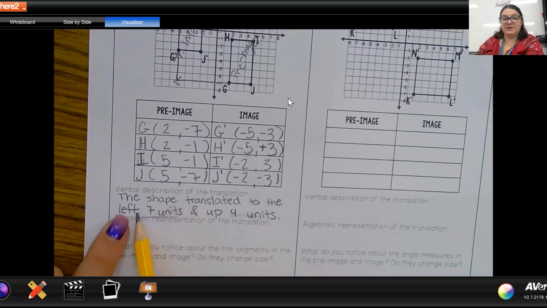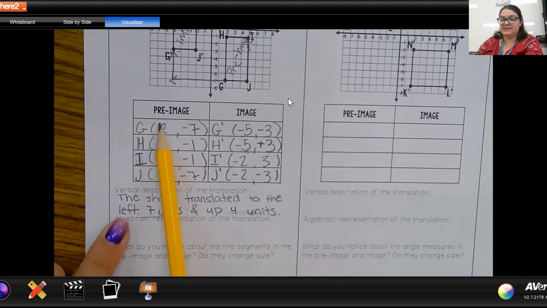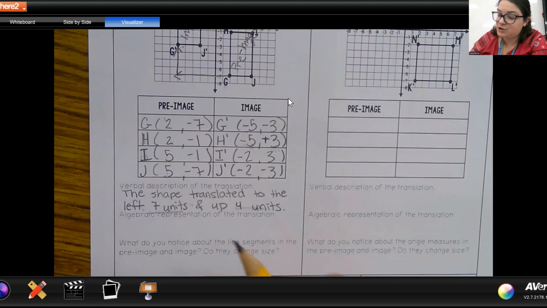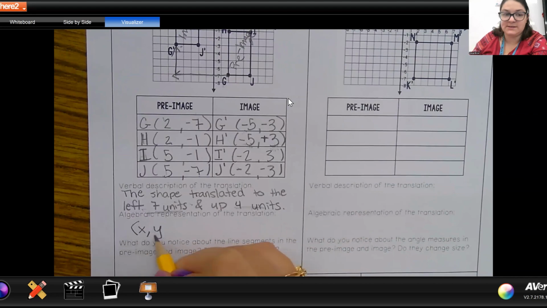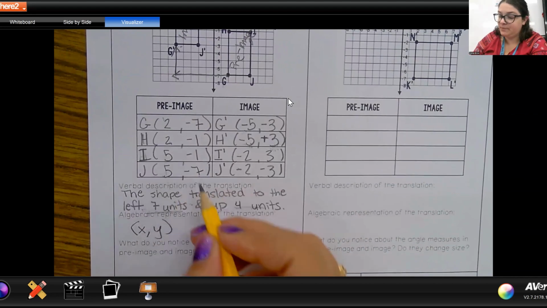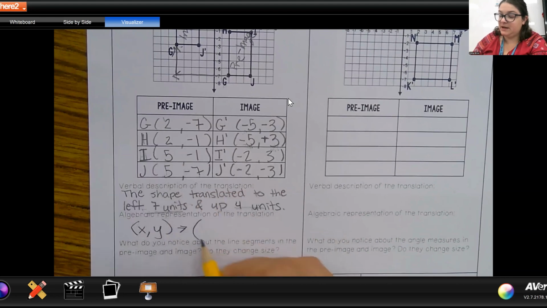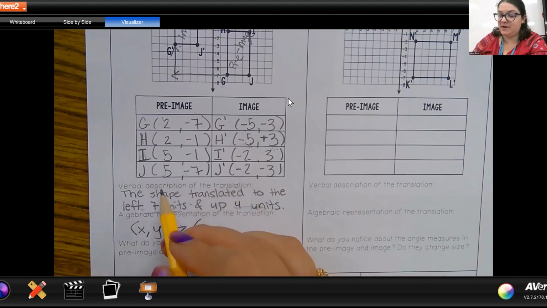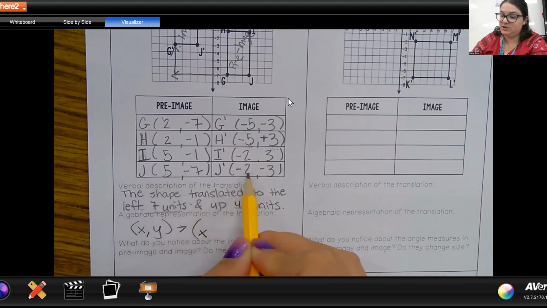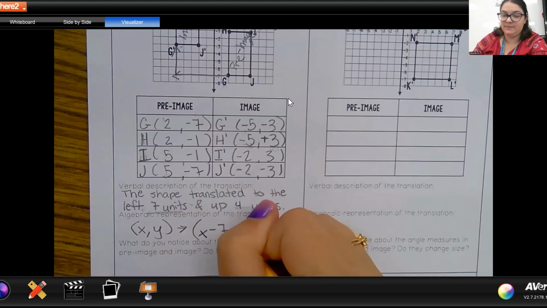My going left and right affects the x-axis. Going up and down affects the y-axis. So this is actually saying I'm taking my original point, x and y, and it is becoming my x's all subtracted 7. So even if I look at J, 5 minus 7 gives me -2. So x minus 7 is what happens.